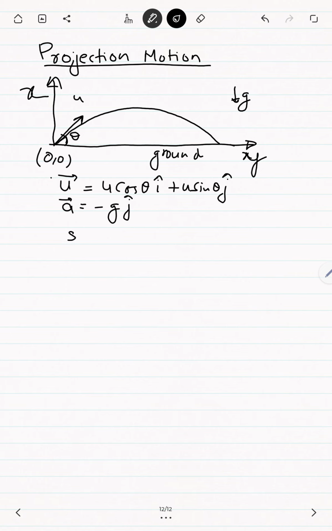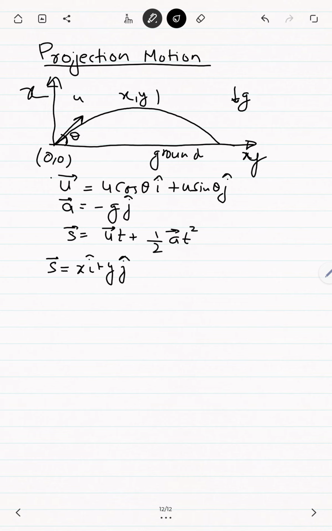It states that s is equal to ut plus half a t square. If we write everything in vector, then s is equal to u vector t plus 1 by 2 into a vector into t square. Now here, since we are starting from origin, our position vector is same as the displacement vector. So here our position vector s is equal to x i cap plus y j cap. So x and y are the coordinates of any random point of the projectile, the entire trajectory.